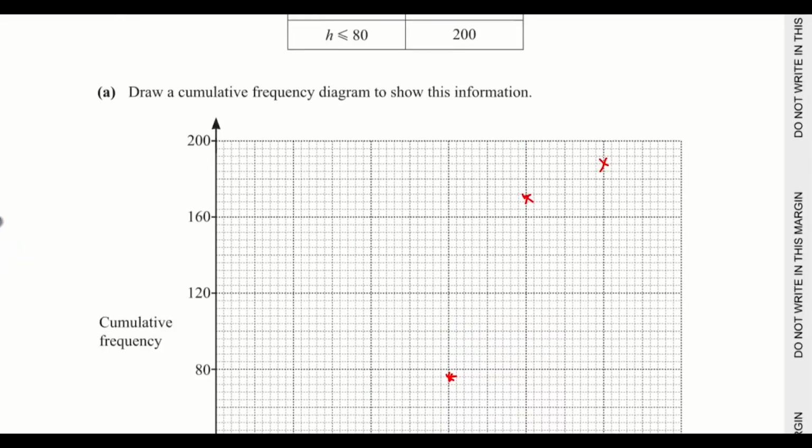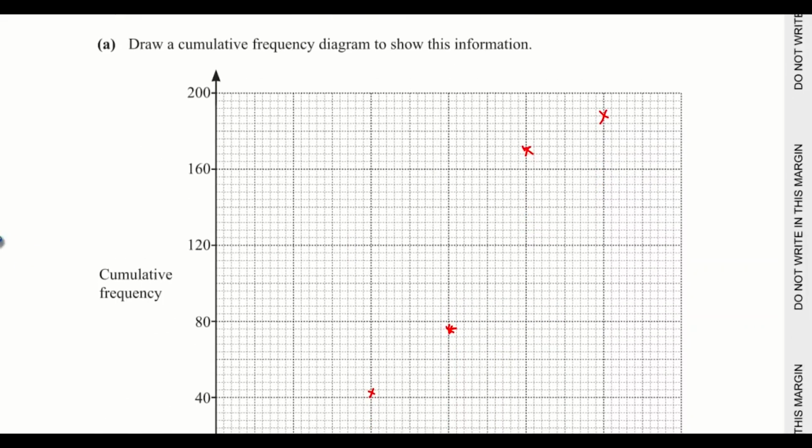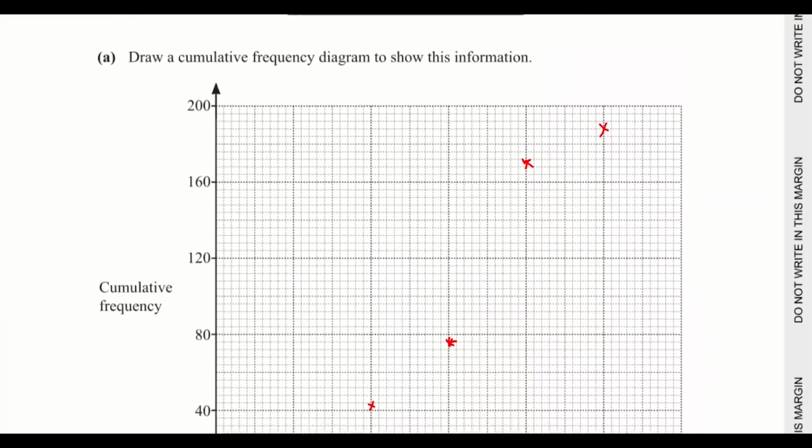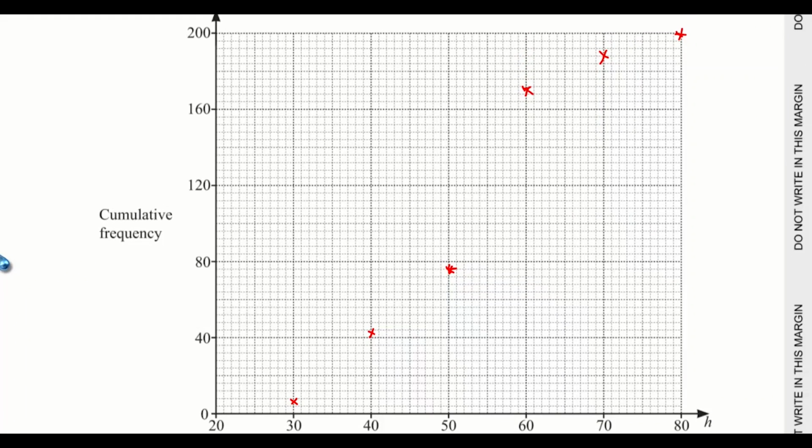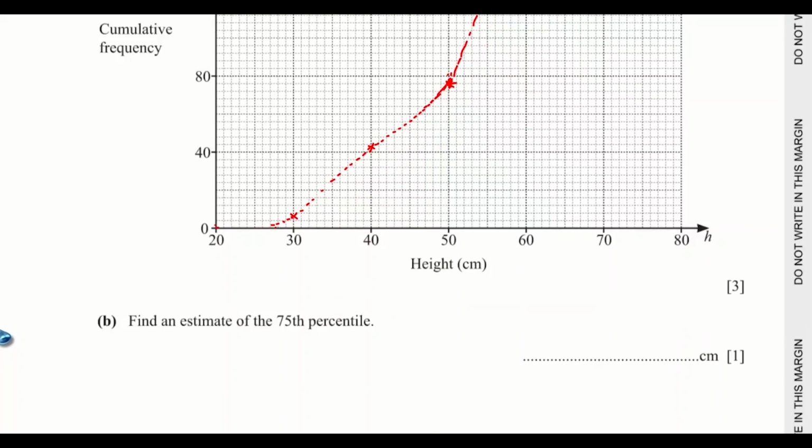And the last one is 80 against 200, to be this spot. So you need to take your French curve and join these points together like this. So I'm going to use a freehand sketch. So this is the freehand sketch of the points. So let's go to the next question.